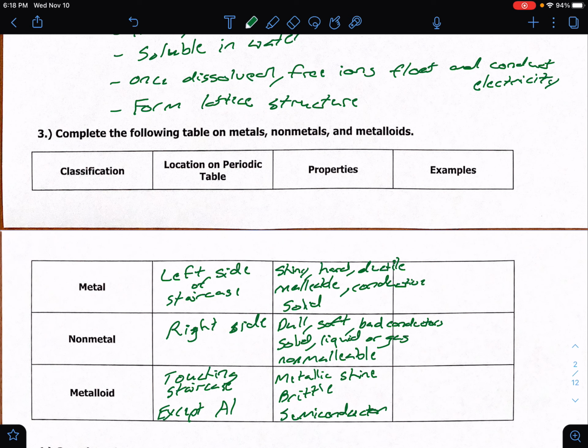Examples of a metal would be anything on the left side, so magnesium, calcium, silver. A non-metal is anything on the right side, so chlorine, oxygen, phosphorus. And a metalloid would be something that's touching the staircase, like silicon, germanium, and arsenic.